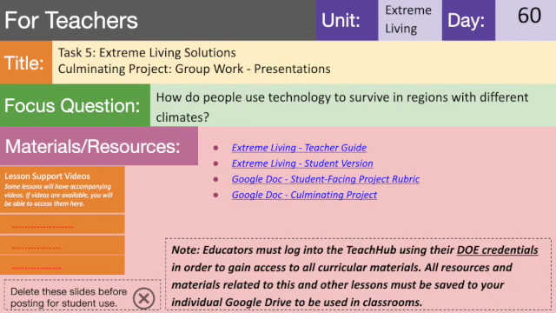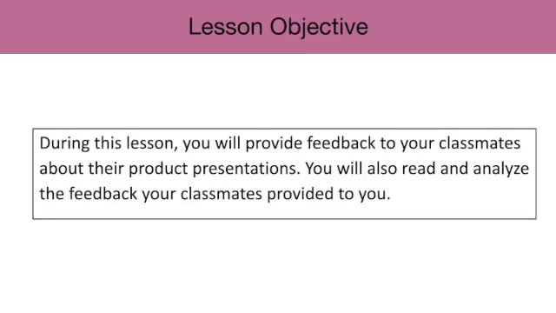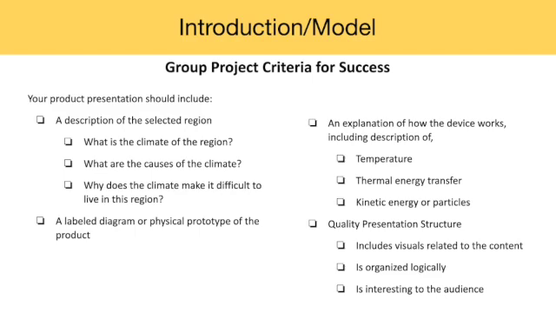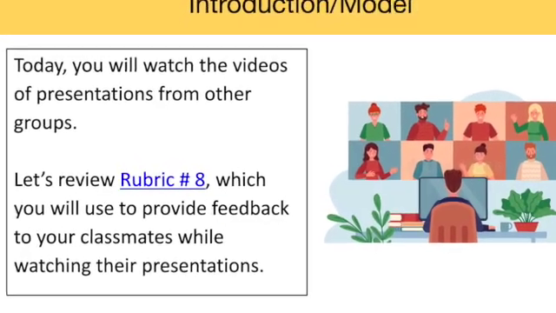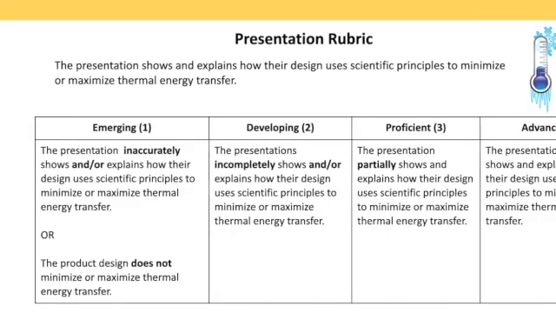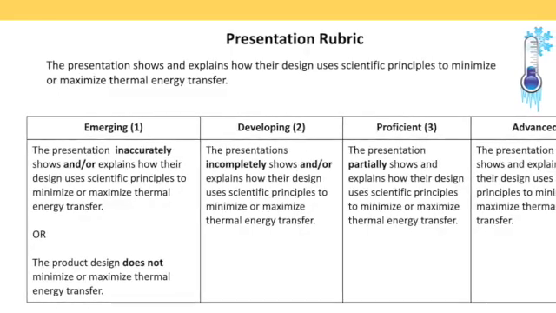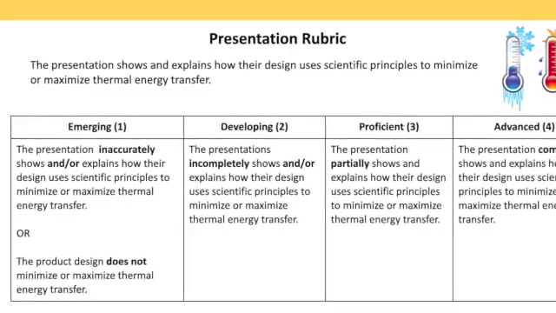After creating their group presentations, students will view each other's work and provide feedback using a rubric. After providing feedback to other groups, students will also need time to read and analyze the feedback that they have received. To help students prioritize and focus their feedback, review the group project success criteria once again. Then, give students time to watch each other's presentations. Students will use rubric number 8 as the basis for their feedback and to score each other's work.